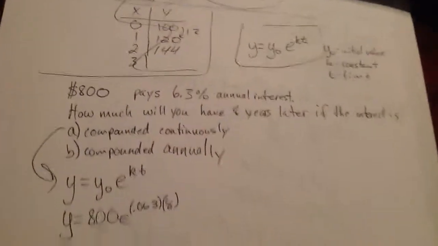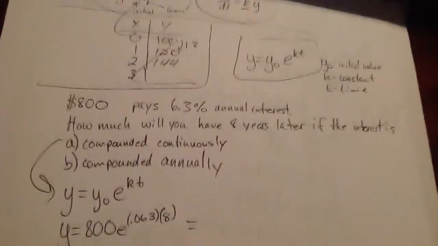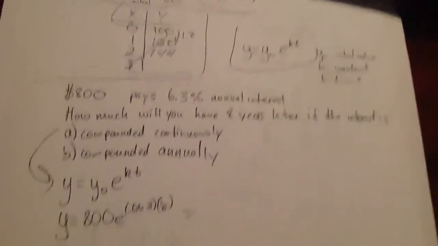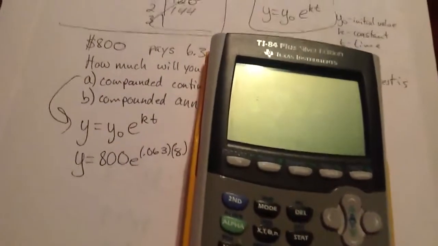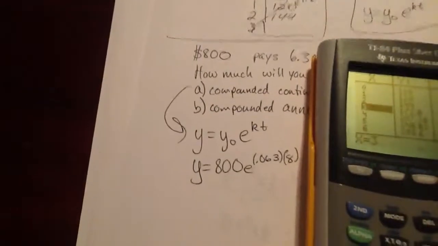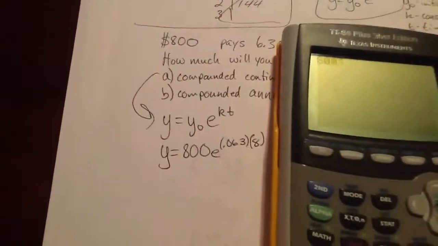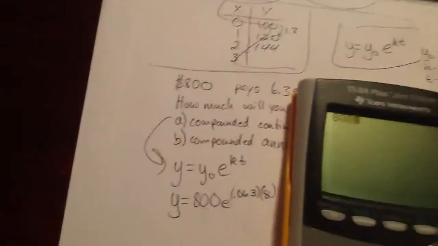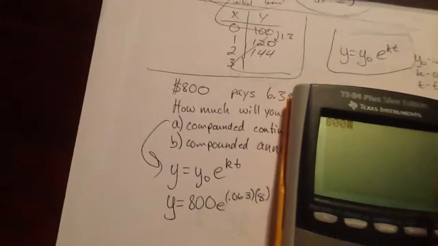So there we go, plug that into your calculator. 800e to that, and let's see what we get here. Where's e?